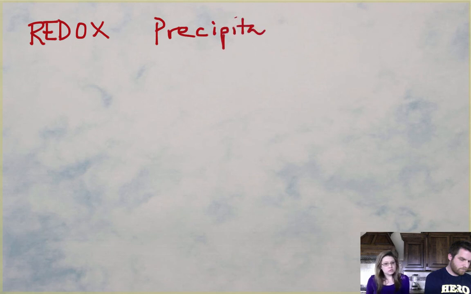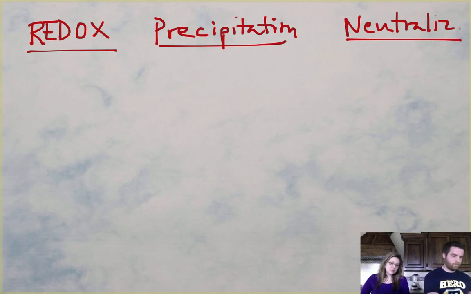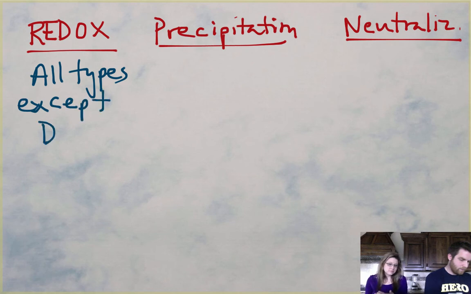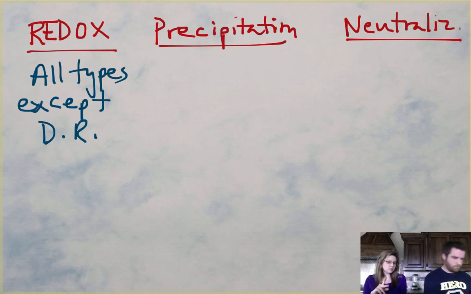Redox reactions were pretty much all the types, except for double replacement. So synthesis, decomposition, combustion, single replacement. With single replacement, remember if they're metals, the activity series is also going to be precipitation. So single replacement is a redox and precipitation.